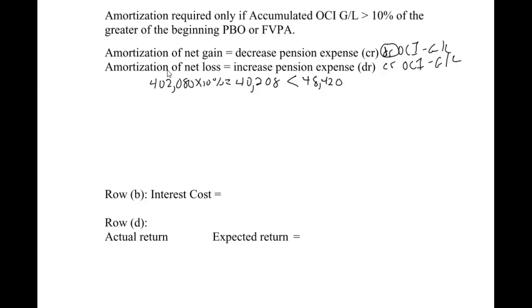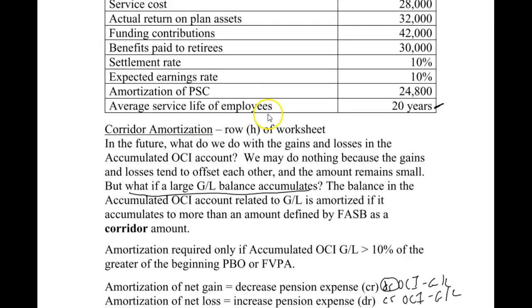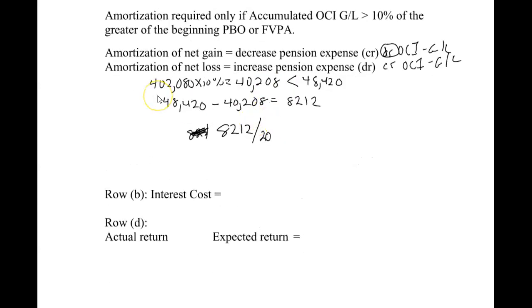What we do is we amortize the excess, meaning the 48,420 minus the 40,208. That would be our excess, and that's 8,212. We take the 8,212 and divide it by the service years remaining. If you go back up here, the average service life of the employees is 20 years. That's what we're using here, so 20 years. That means this year we're going to amortize 411.